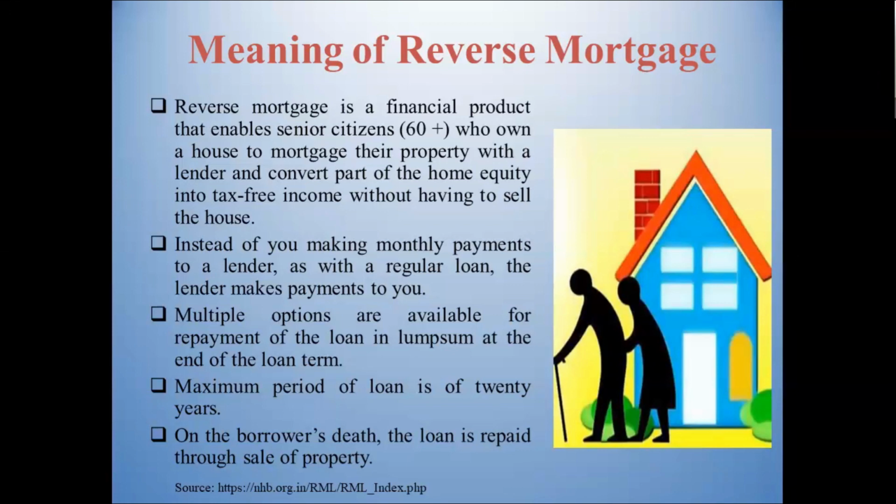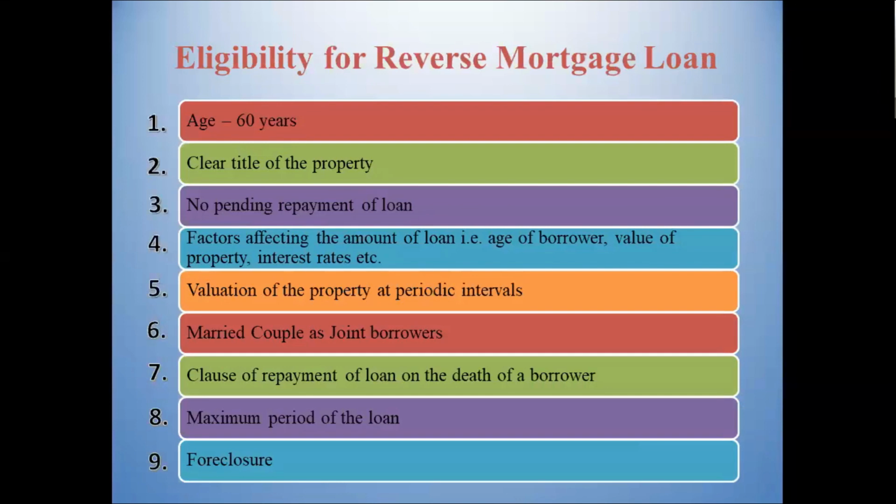They need not repay the loan during their lifetime. These are some of the primary features of reverse mortgage. And as far as the eligibility of any borrower is concerned, the borrower has to be 60 years or above. And there is a rider that if the property is jointly owned by the couple, then the other spouse should be at least 58 years old.